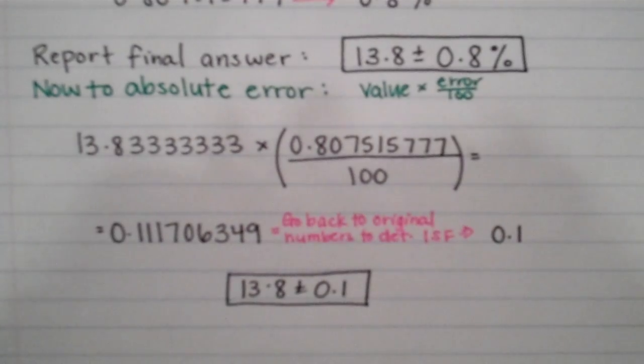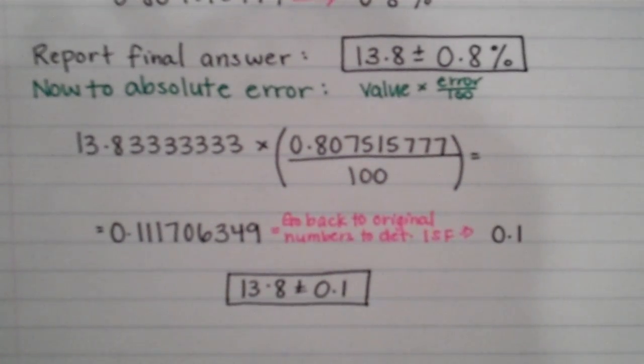So I have 13.83333333. That's my value, multiplied by my error, which my calculator spit out to be 0.807515777 divided by 100. And I get a value of 0.111706349. And I need to go back to my original values to determine the number of significant figures that I need to report my answer in, because I'm dealing with multiplication or division, so I need my lowest number of Sig Figs total. If I look back at my original problem, the 581 had 3 Sig Figs, the 4.0 had 2 Sig Figs, 42.0 had 3 sig figs, and 0.05 has just 1 sig fig. So I need to report my final answer with that lowest number of 1 sig fig.